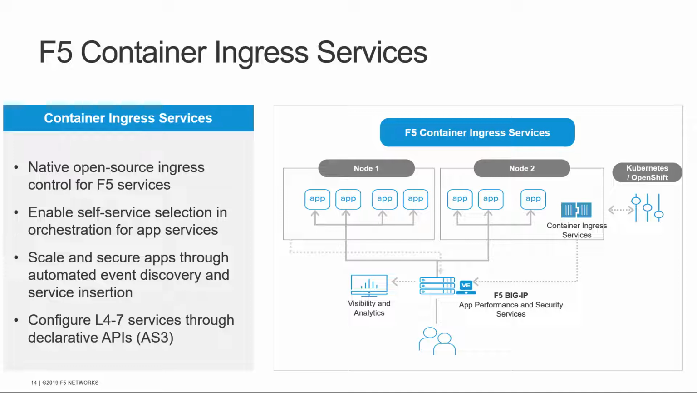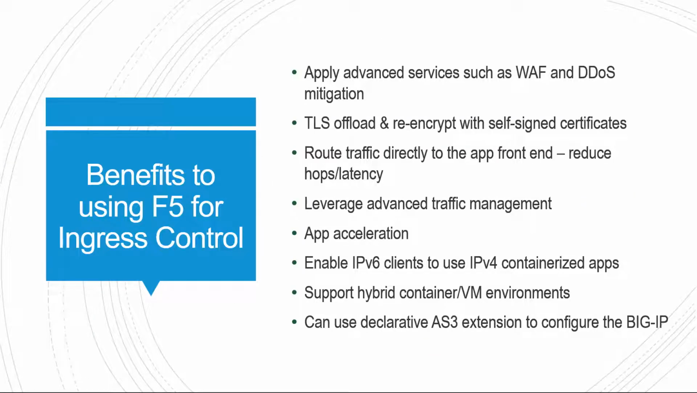And it supports the F5 Application Services 3 extension, AS3, to configure layer 4 through 7 network services through simple declarative APIs. Now honestly, if you have a single non-production app and security isn't a major concern, you may not need a BIG-IP. But there are substantial advantages of using BIG-IP for application services.